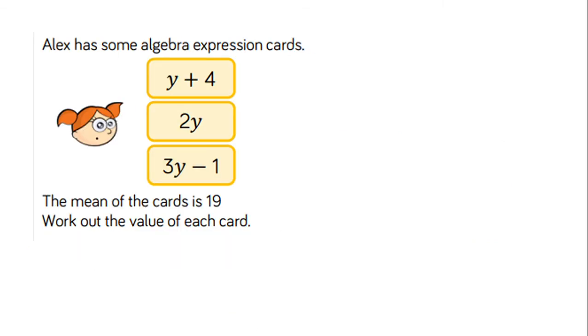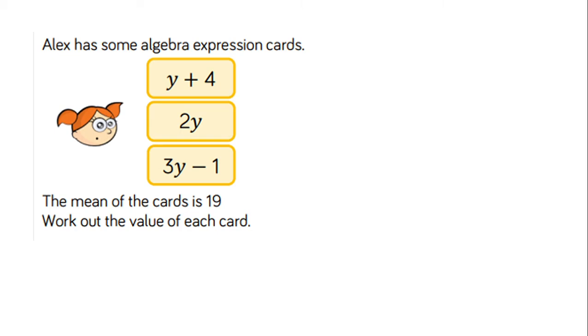Okay, right. Alex has some algebra expression cards. y plus 4, 2y, 3y minus 1. The mean of the cards is 19. Work out the value of each card.